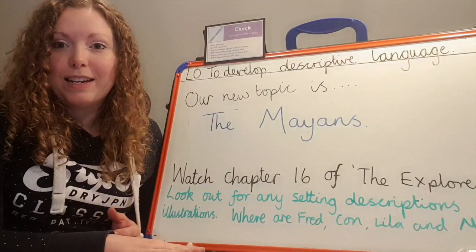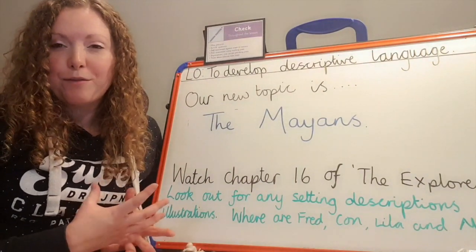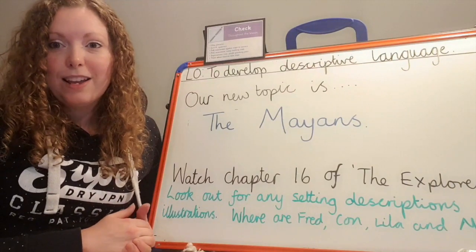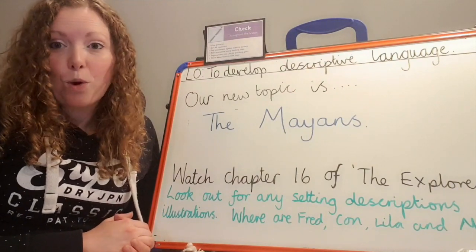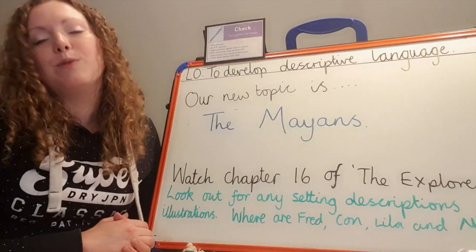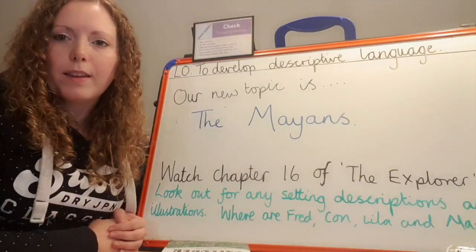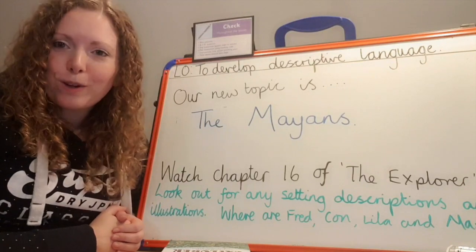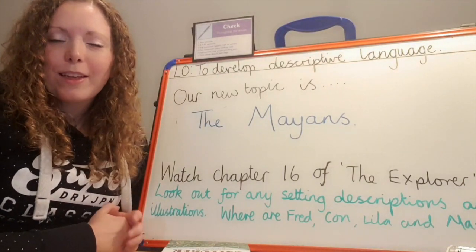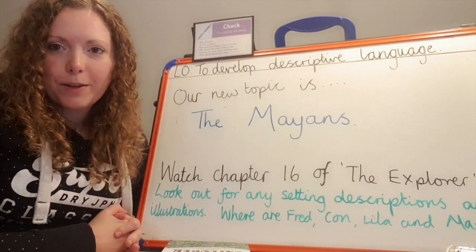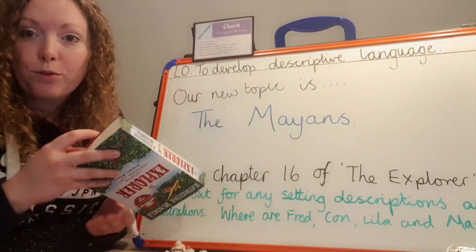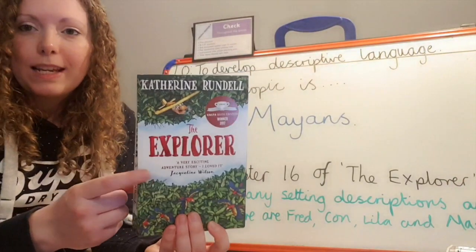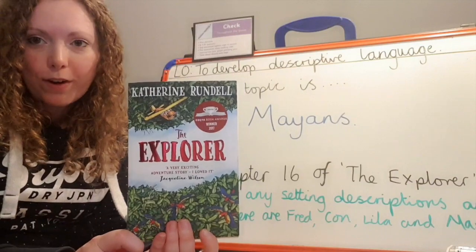I know when I've been reading our topic text, The Explorer, I've had a really good picture in my head of exactly where Con, Lila, Fred and Max are and what they're doing and the adventure they're on. So it's only fitting that, our new topic being the Mayans, the story we write is about ancient Maya. With that in mind, what I would like you to do is go and either listen to or read, if you've got the book at home, chapter 16 of the topic text, The Explorer.